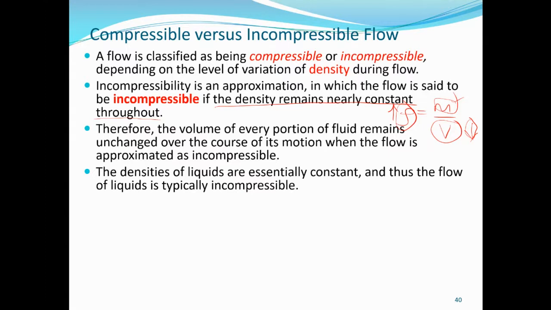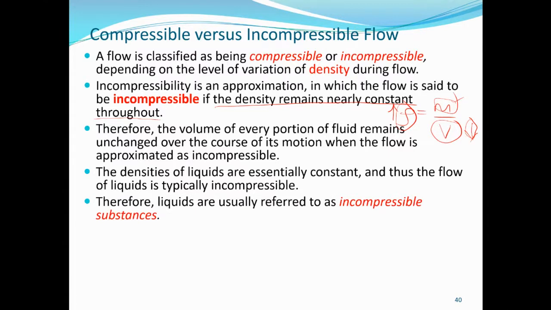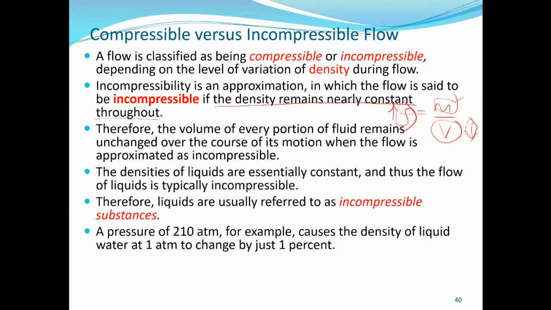Okay, so once the density remains constant, the flow is called incompressible. Therefore, liquids are usually referred to as incompressible substances. A pressure of 210 atmospheres, that is 210 times the atmospheric pressure. You can imagine the amount of pressure, 210 times the atmospheric pressure. Okay, it causes the density of liquid water at 1 atmosphere to change by just 1%.